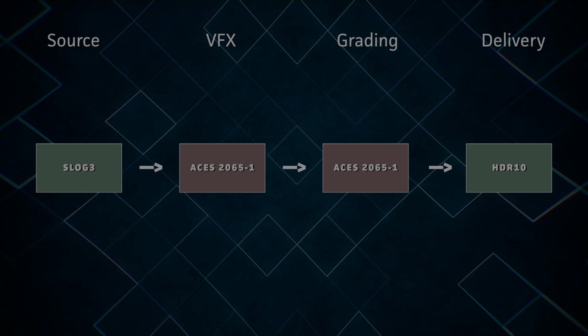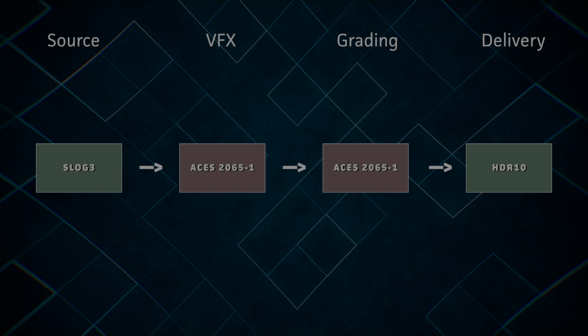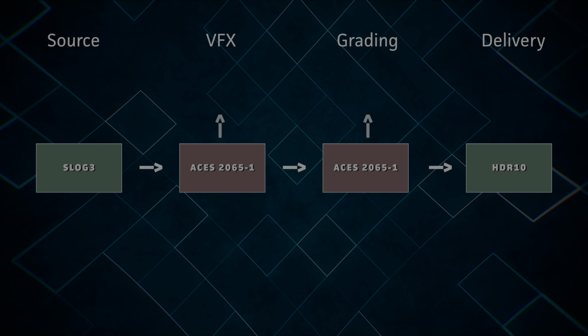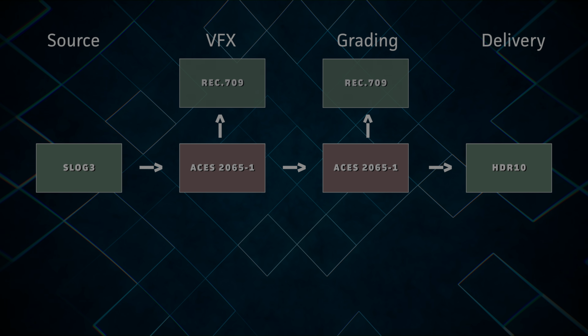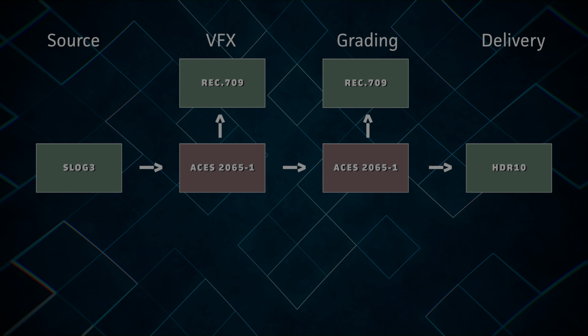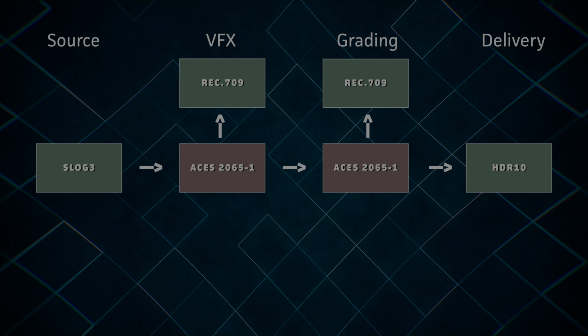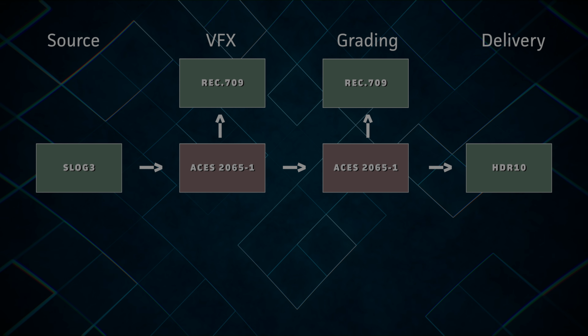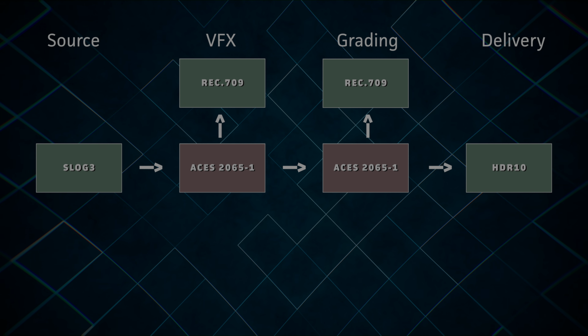Now, of course, if we keep our image in a scene-referred format, then it isn't going to look right on our display. But we can have the software temporarily apply an output transform to allow us to see what we're looking at, while still keeping the image scene-referred under the hood. And this is how we'll solve the problems that come along with using different color management systems.